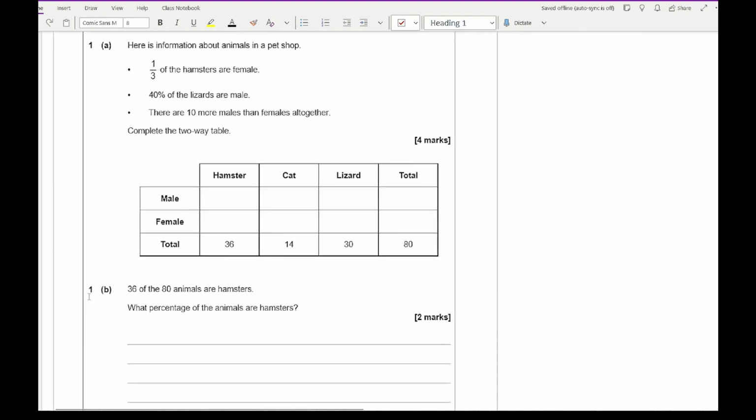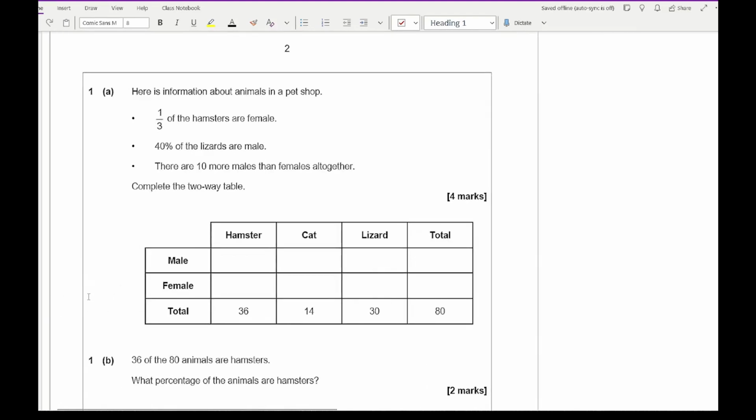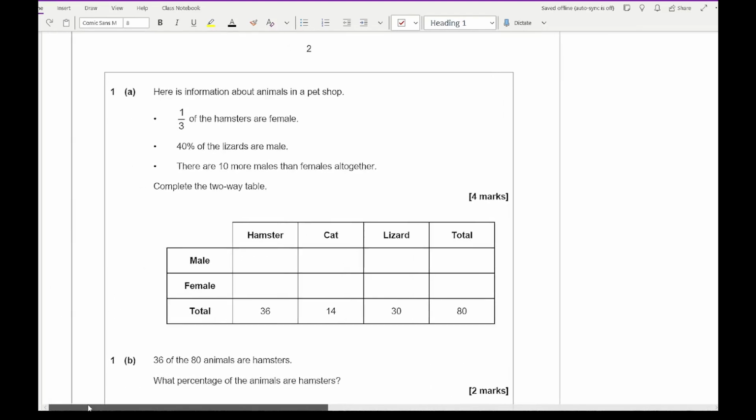Again, a reminder that a copy of these questions is available for you to download in the description below. So let's have a look at question 1. It says, here is some information about animals in a pet shop. A third of the hamsters are female, 40% of the lizards are male, and there are 10 more males than females altogether.